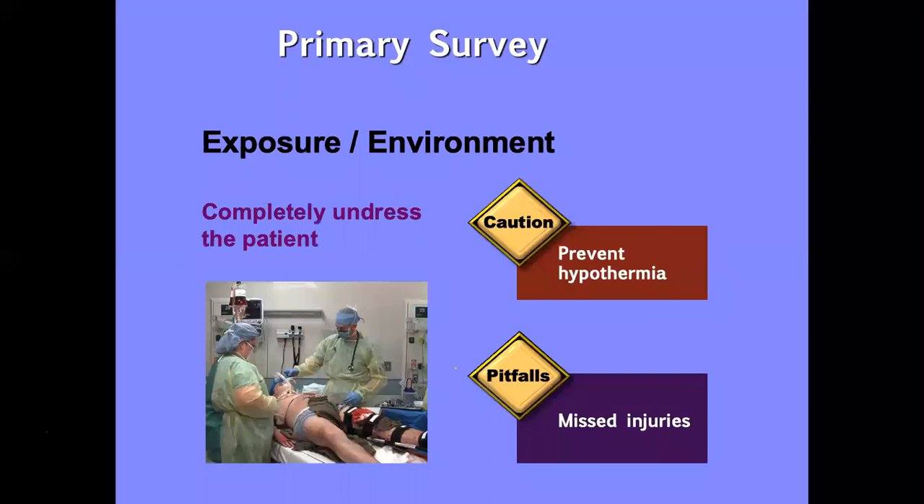Now, once this is done and the patient is stabilized throughout this period, only then you go for the E component. That is, you expose the patient by undressing the patient. While undressing the patient, try to prevent hypothermia. And the reason we are undressing the patient is to see any injuries which may be hidden underneath the clothes.